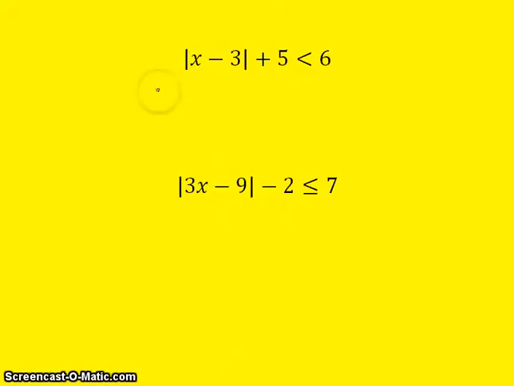Adding some more elements to it. Again, before we break it up, we shouldn't break it up yet. We should make sure that we have just the absolute value. So I want to subtract 5 from both sides, and I'm not dividing, so I don't have to worry about flipping the sign. So absolute value of x minus 3 is less than 1. Now I can break it up: x minus 3 is less than 1, and x minus 3 is greater than negative 1. Flip the sign and make it negative.